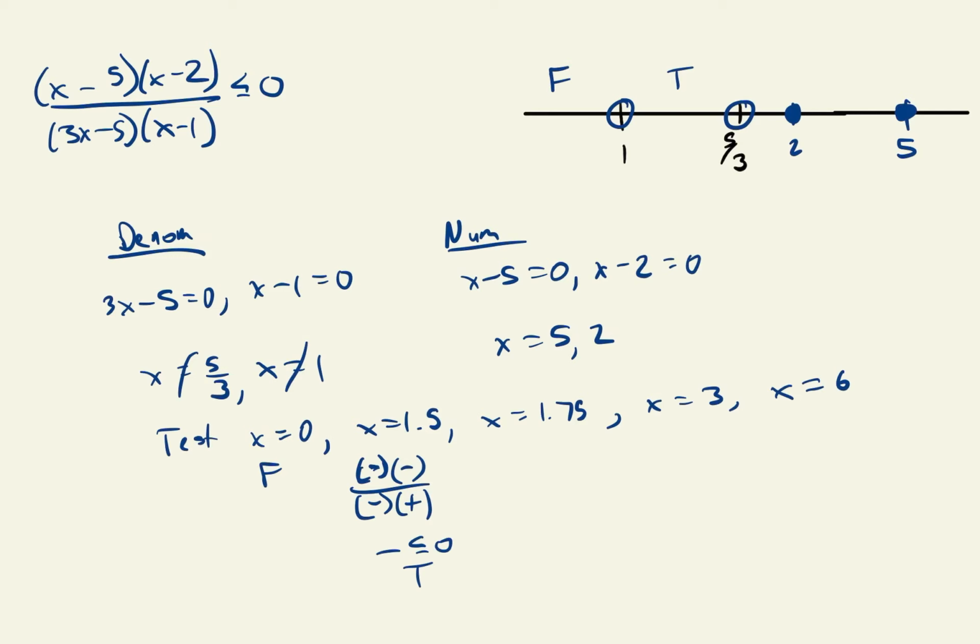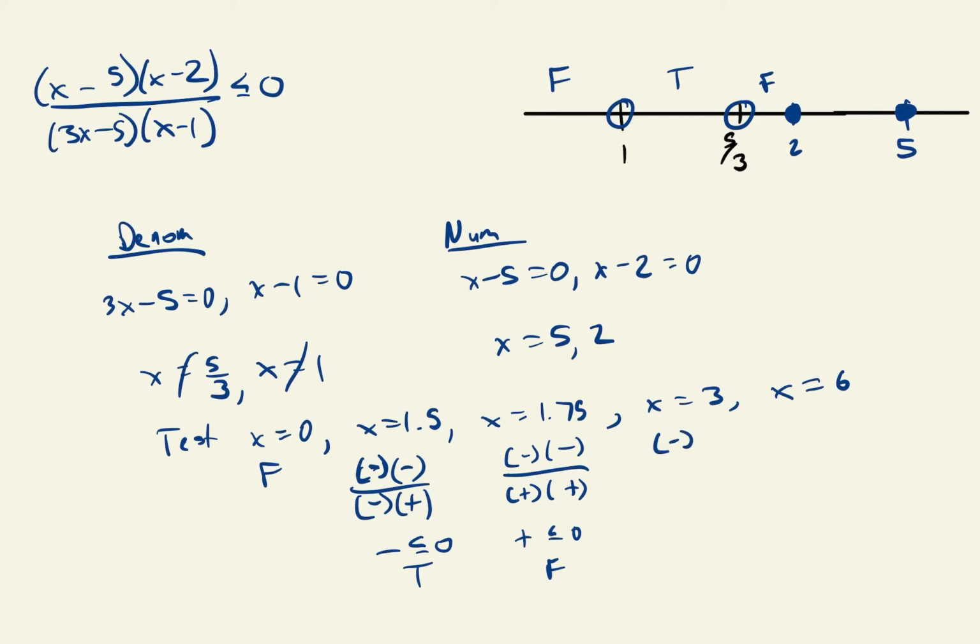All right, let's do the same thing for 1.75. 1.75, that would be negative. 1.75, that would also be negative. And then down below, 3 times 1.75 is 5.25, so this is actually going to be positive. And then 1.75 minus 1 is positive. So now you have 2 negatives, which is a positive. So a positive is not less than or equal to 0. So that's false.